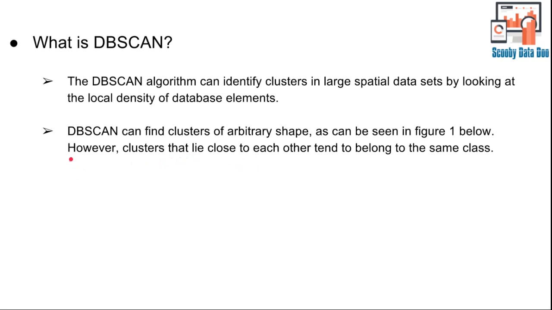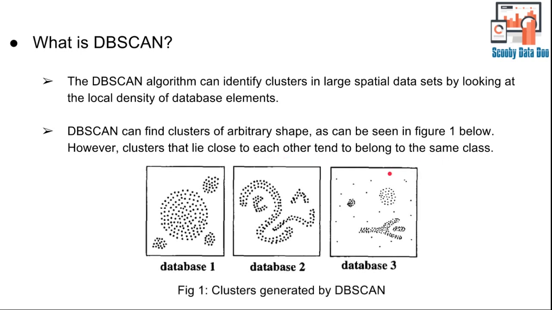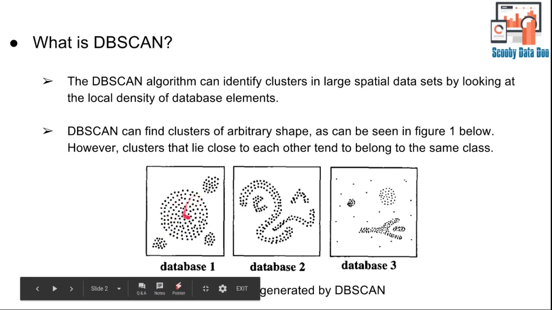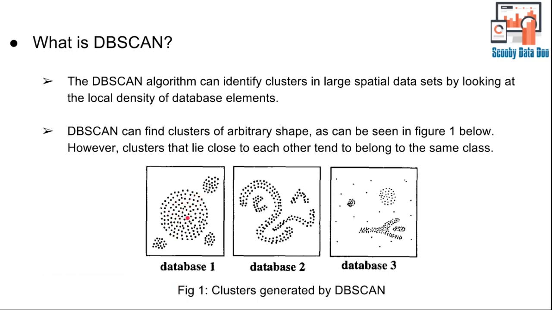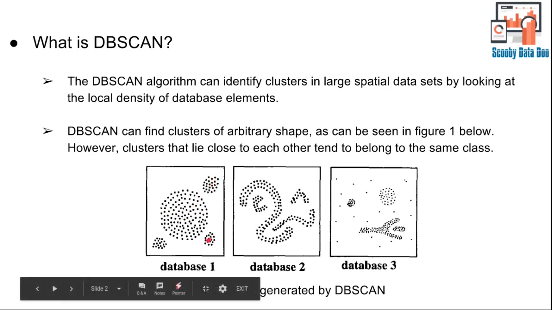Here another line is written: however, clusters that lie close to each other tend to belong to the same class. Let's take a look at the picture. If we look at database 1, we see very well separated clusters generated by DBSCAN. So what this line is trying to tell us is that these data points belong to the same class, these data points belong to the same class, and these data points belong to the same class.